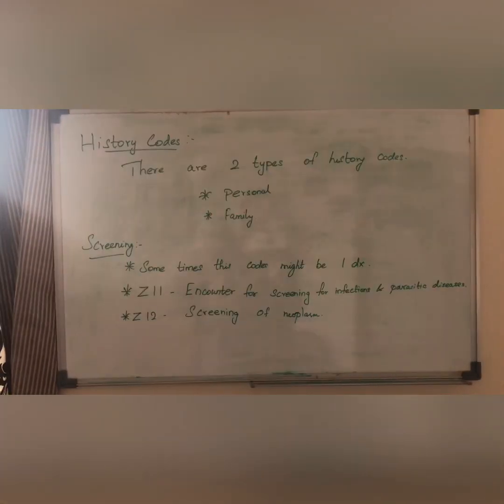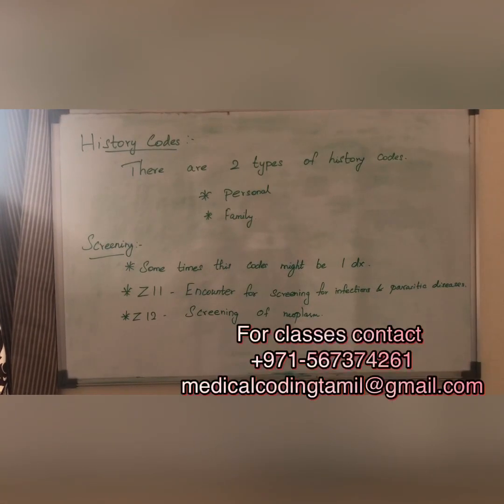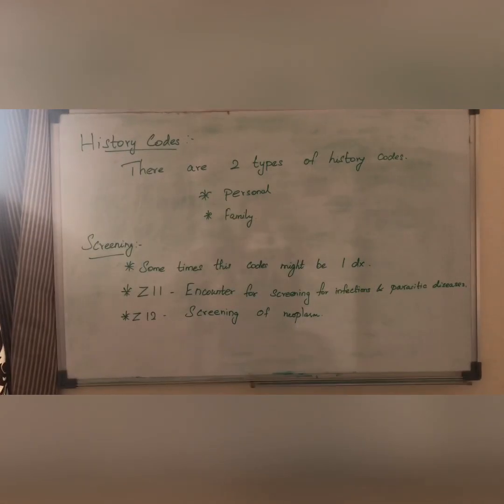Next one is history code. There are two types of history codes: one is personal history code and the other is family history code. Personal history code means a patient's past medical condition and the treatment taken for that medical condition, and if the condition is still present then these all come under personal history. And family history means a patient's family past medical history or current medical history, that will come under family history.